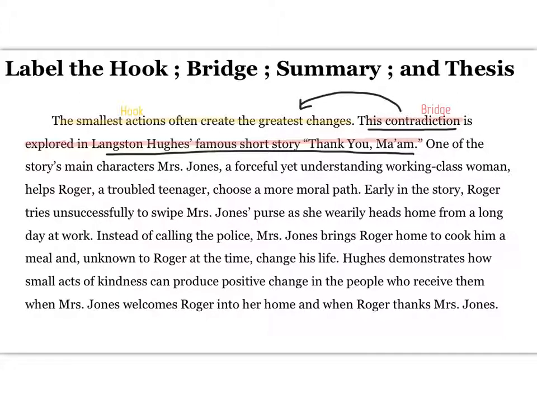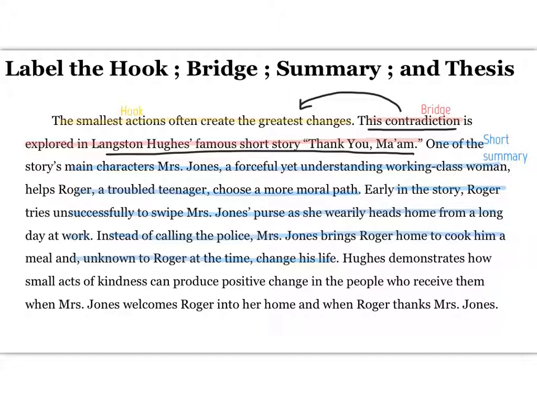Next, I'm looking for the brief summary, just a couple sentences about what the story is about. So it looks to me like this one introduces characters. This one tells me what happens briefly at the beginning of the story. And then this sentence tells me a little bit more about what's happening after, or what's happening towards the end of the story.